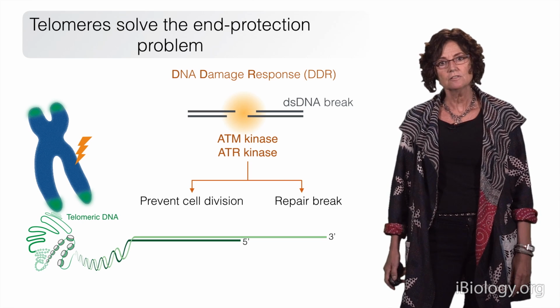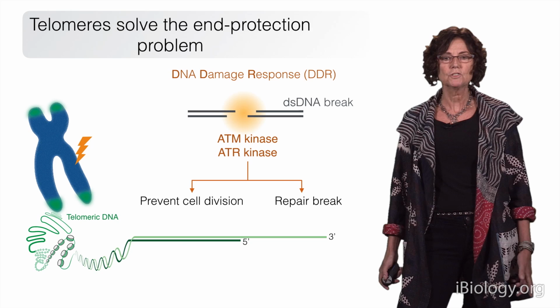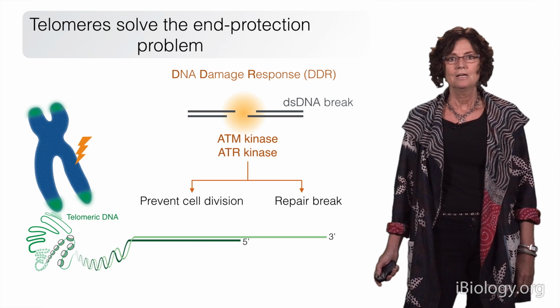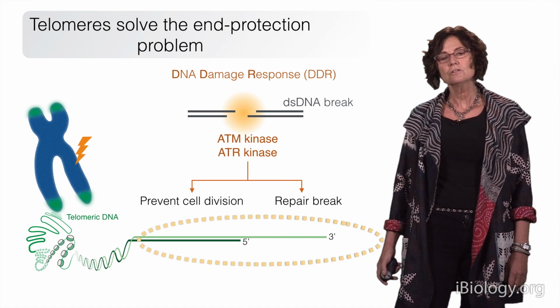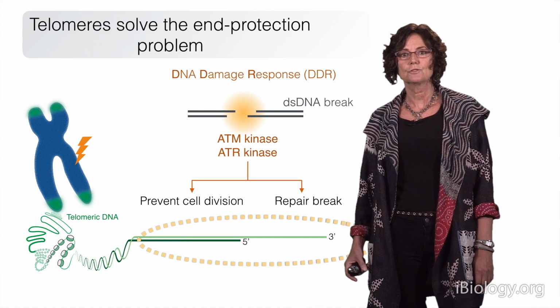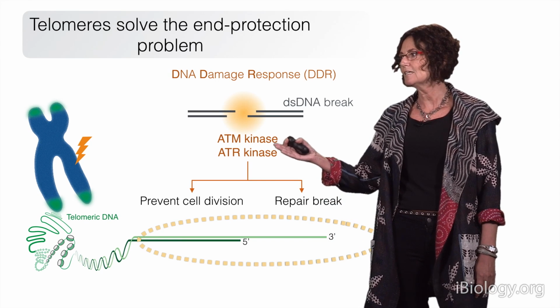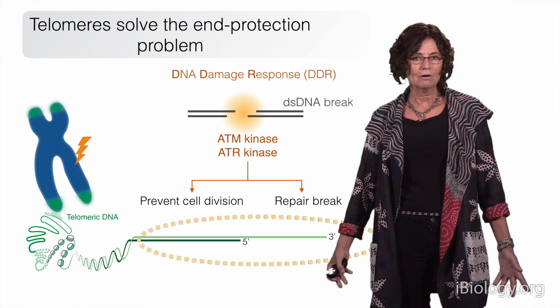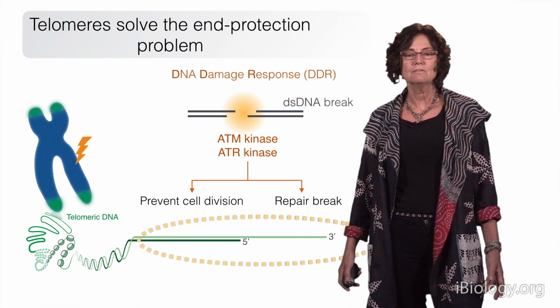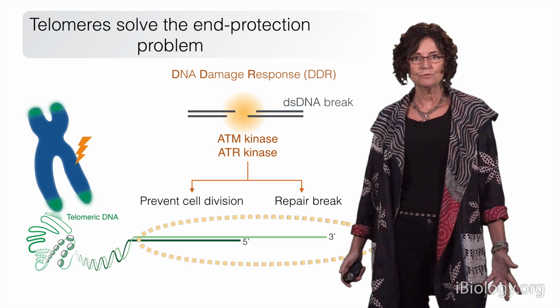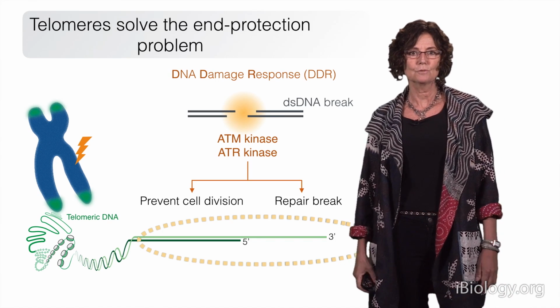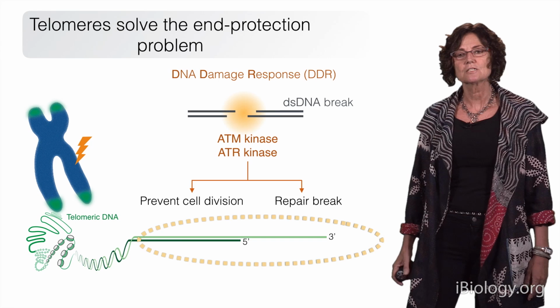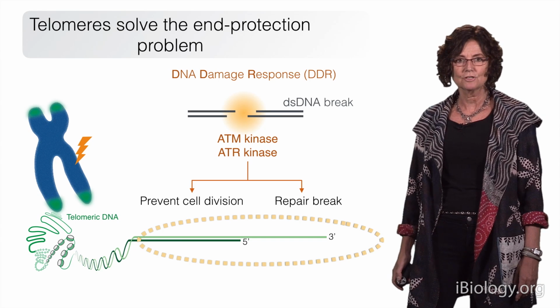Now, if you look at a telomere, of course, it looks very much like a double-stranded break. But this structure should not activate the DNA damage response, because if the ATM and ATR kinase became active at our natural chromosome ends, the cells would never divide. And cells would try to repair the ends of their chromosomes, which would lead to genome instability, as we will see later in the talk.